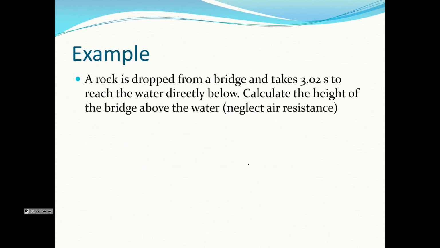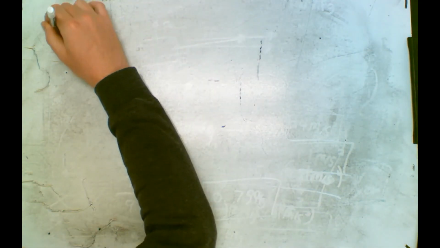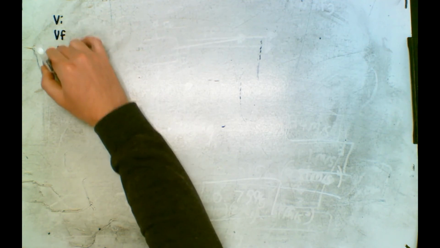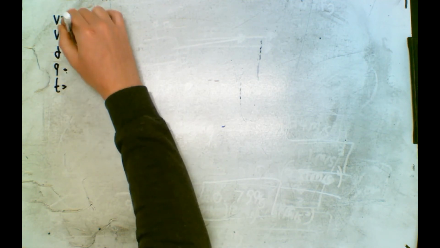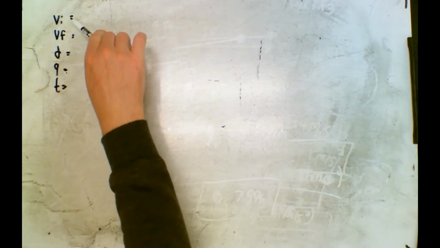So let's do an example. A rock is dropped from the top of a bridge. It takes 3.02 seconds to reach the water directly below it. Calculate the height of the bridge above the water and neglect air resistance. So how you do these questions is you always start off with VI, VF, D, A, T, or if you're cool, you can say VI, VF, DAT, right?